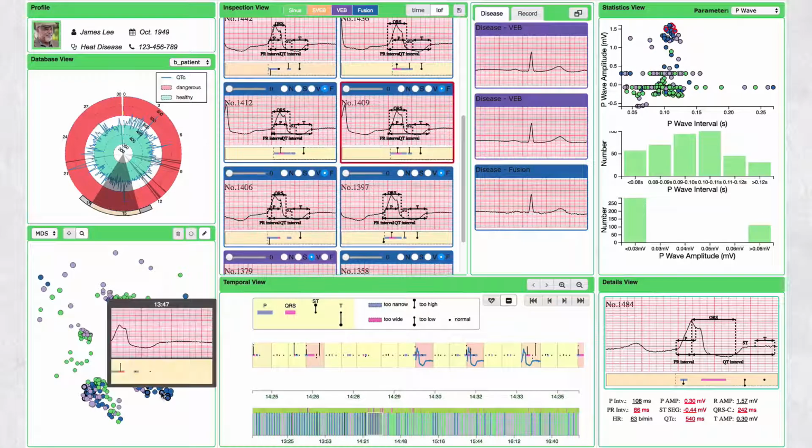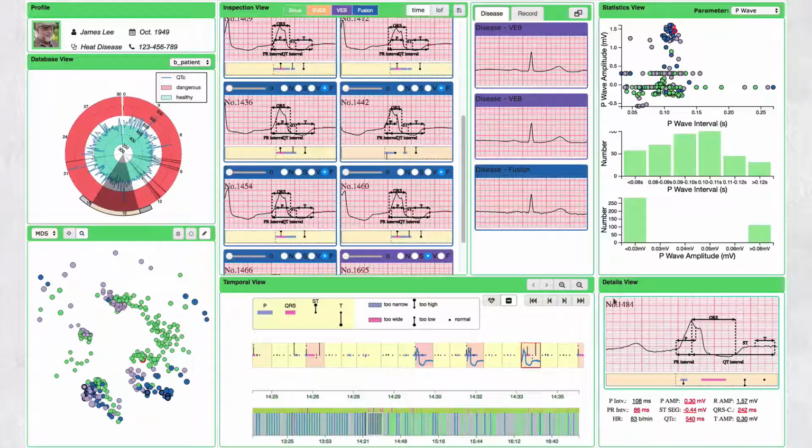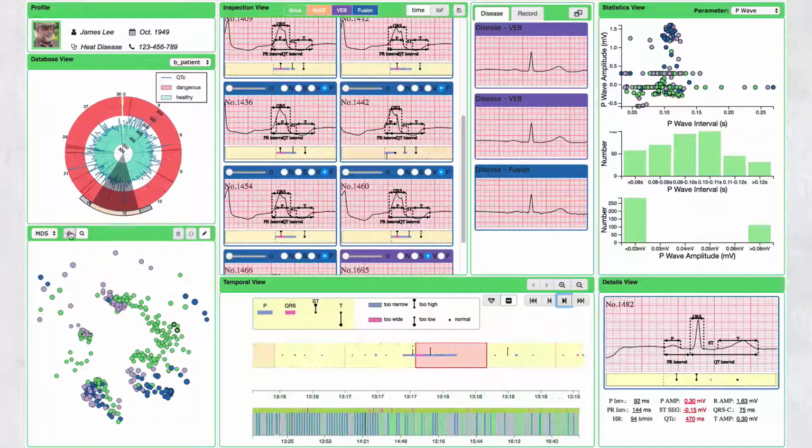Across all views, the corresponding ECG heartbeats will be highlighted simultaneously in the system, and the two tips will provide instant information for reference. We have presented ECGLens, a novel interactive visualization system for exploring large-scale ECG data and finding anomalous heartbeats, as well as detecting arrhythmia and making precise diagnosis.